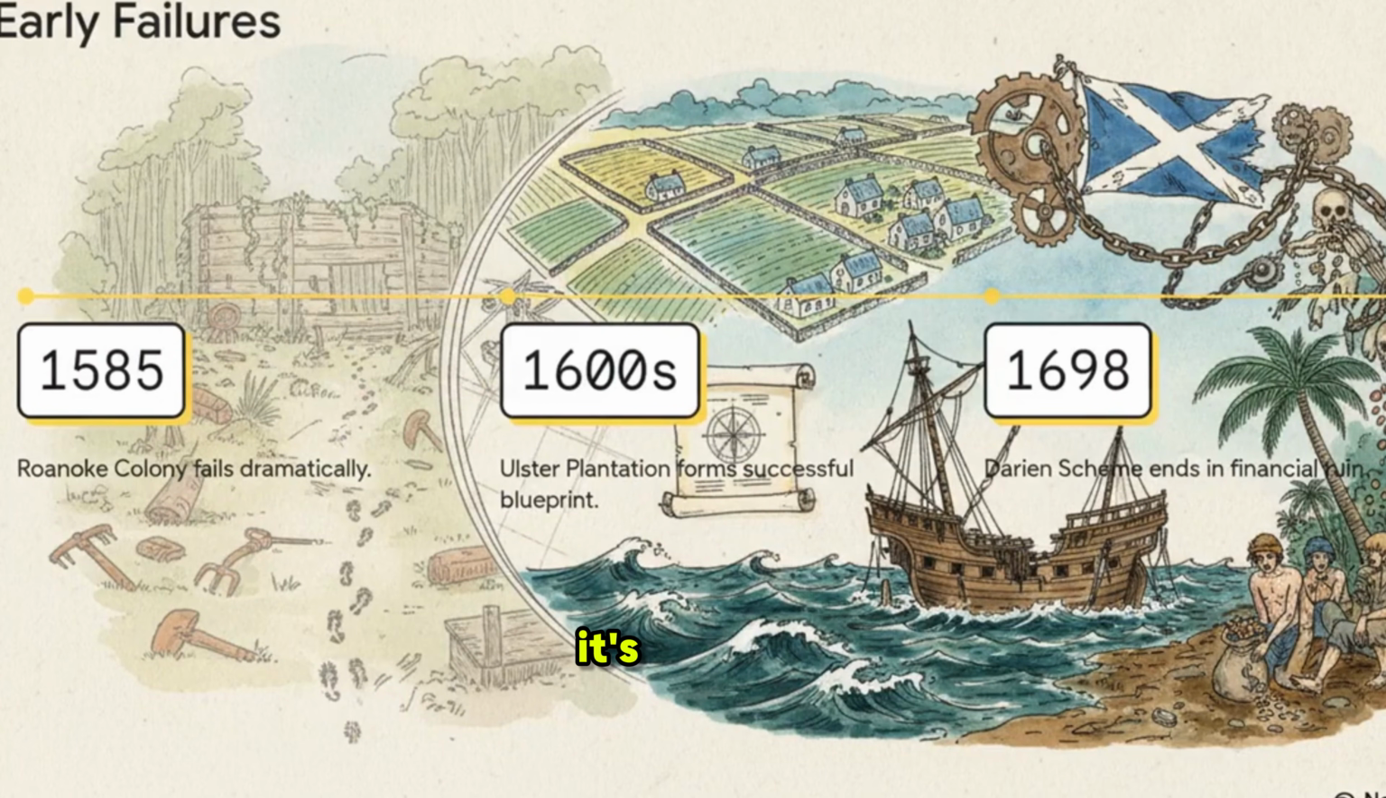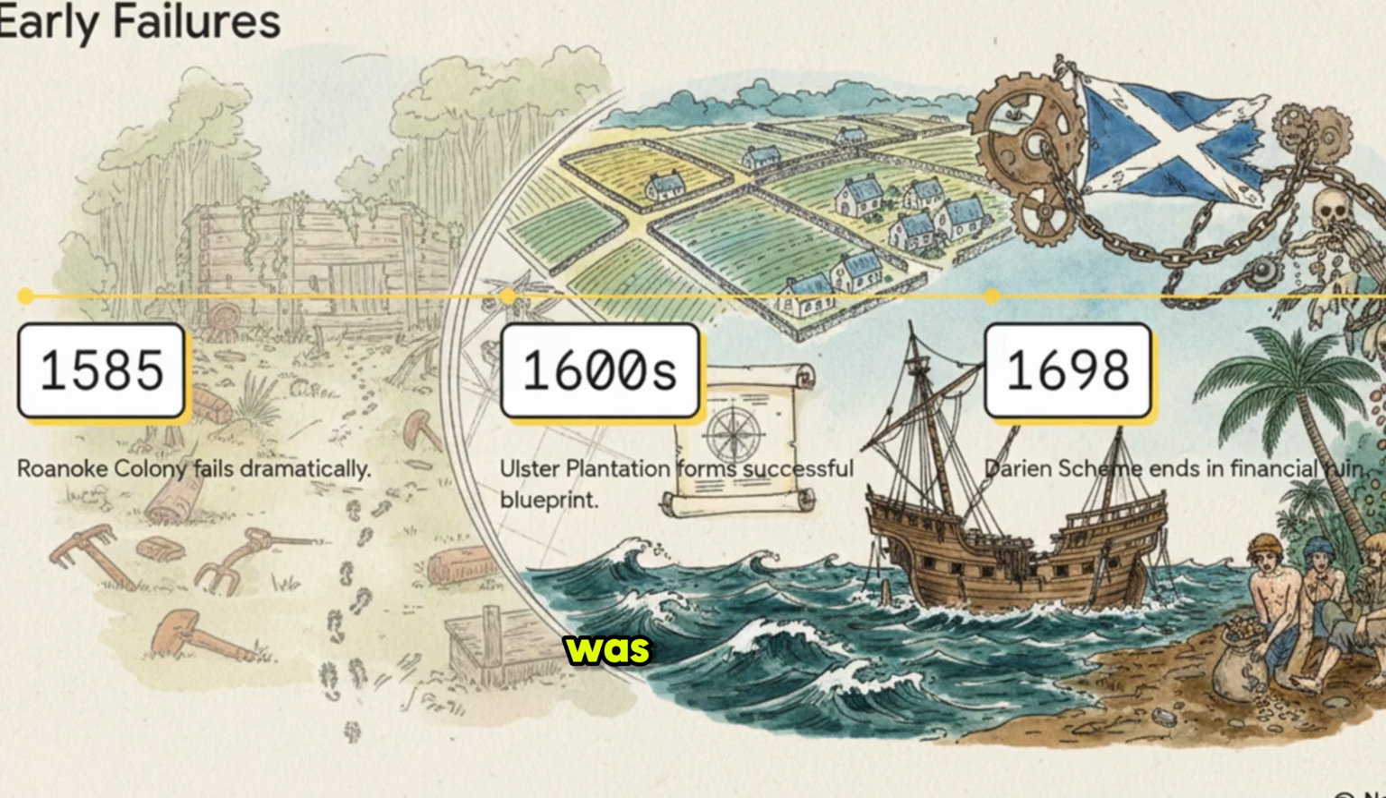Just look at the history. It's literally littered with the disastrous risks of private, poorly planned ventures. Take 1585, the first English colony at Roanoke. It fails dramatically, and the settlers just vanish. By the early 1600s, state-backed initiatives like the Plantation of Ulster were providing a much more organized blueprint for colonization. But the absolute starkest warning came in 1698 with Scotland's Darien scheme in Panama. It was intended to control oceanic trade, but it completely collapsed into starvation and disease. And get this, it consumed almost a fifth of Scotland's total wealth.